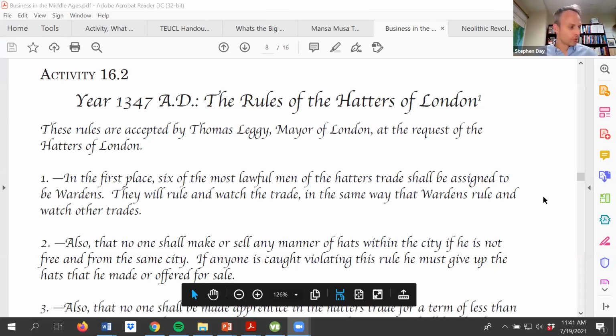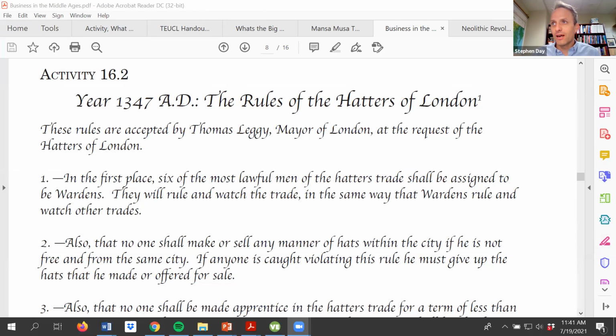Let's start with this medieval guild lesson by having different readers read The Rules of the Hatters of London. Bridget, would you be willing to unmute yourself and read us the introduction to the top material and then rule number 1? And then I'll call on other people for rule number 2. Actually, then let's do Felicia for number 2.